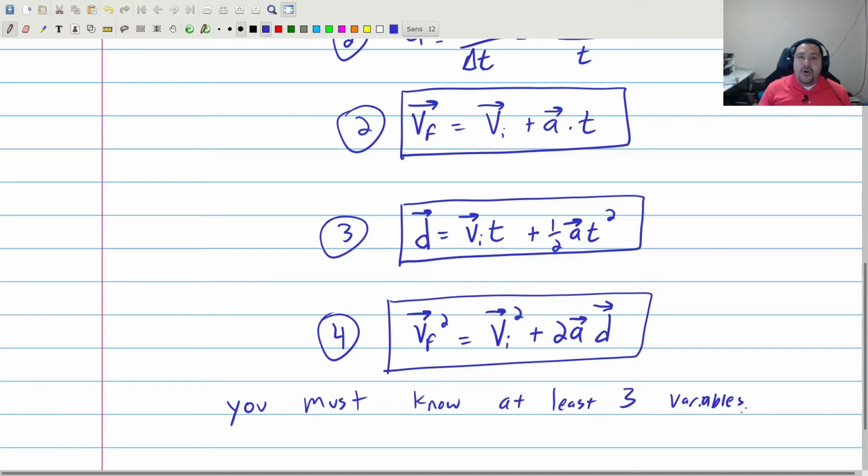And if you know 3 of the variables, then you can pick an equation that will allow you to solve for 1 or 2 of the others. In fact, if you know any 3, assuming you have access to all 4 kinematic equations, you can solve for the other 2. So you must know 3 variables to solve for the other 2.